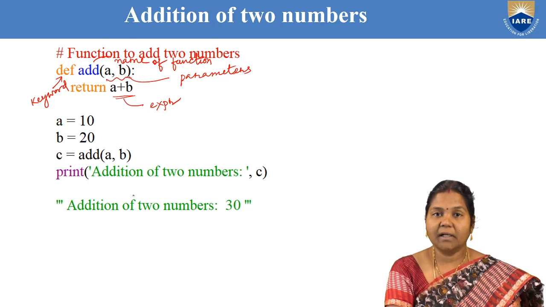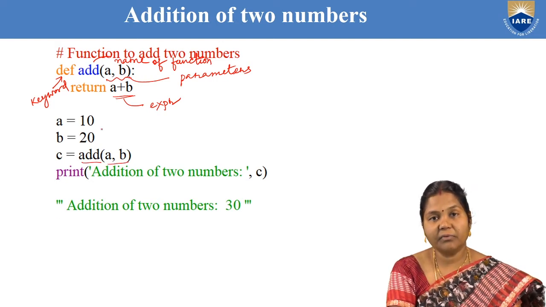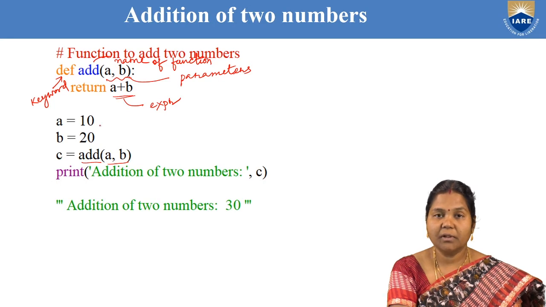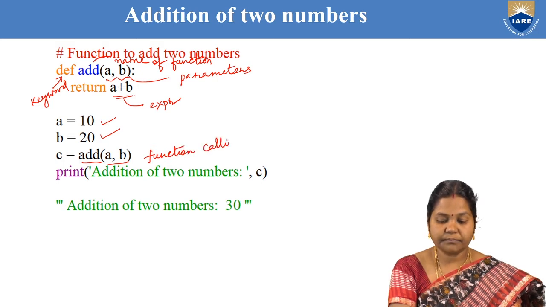And now let us see how the function runs. To invoke this function, I am writing here add a comma b. But what is the value of a and b? Let us take some values. You can read them from the console or you can directly take them. Here I have directly taken a equal to 10 and b equal to 20. Now this is called function invocation or function calling.